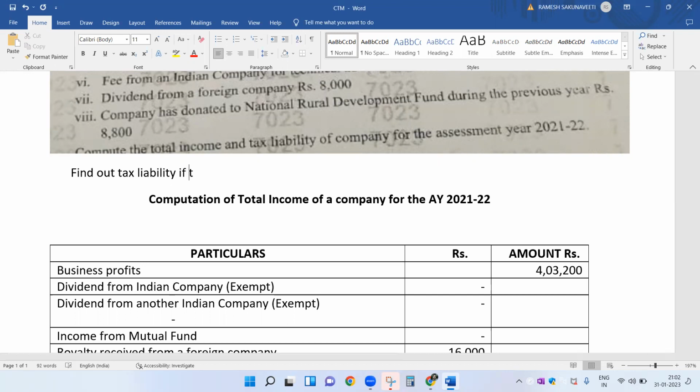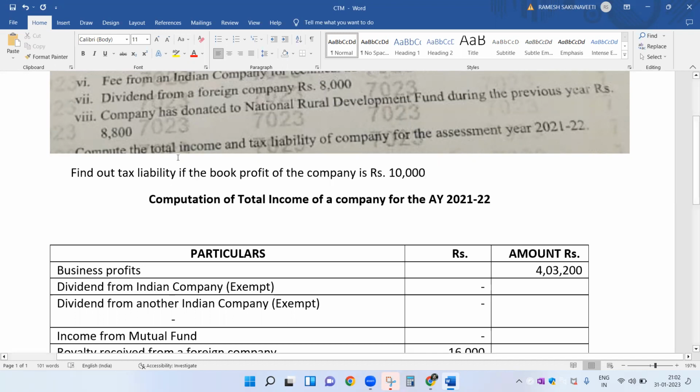if the book profit of the company is rupees 10 lakhs, under section 115JB.